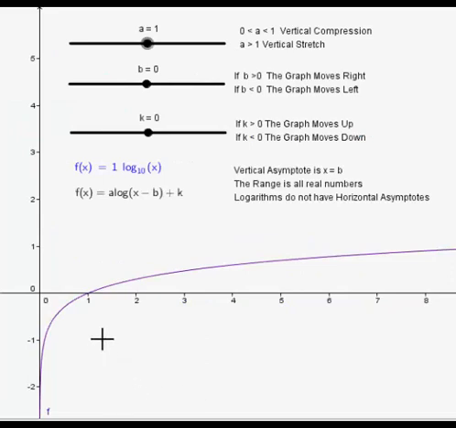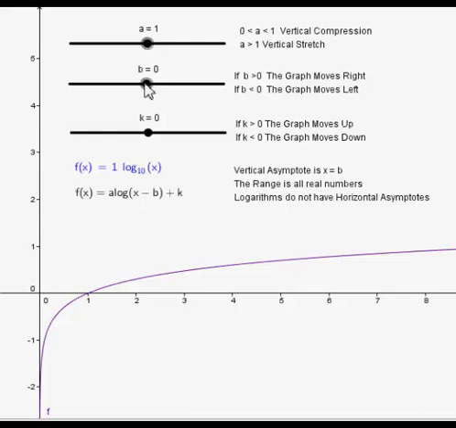Here is a graph of the logarithm base 10 function where a is 1, b is 0, and k is 0. Notice if you were to replace a with 1 and b with 0 and k with 0 in the general formula, you would get this function which I've colored blue, 1 log base 10 of x.